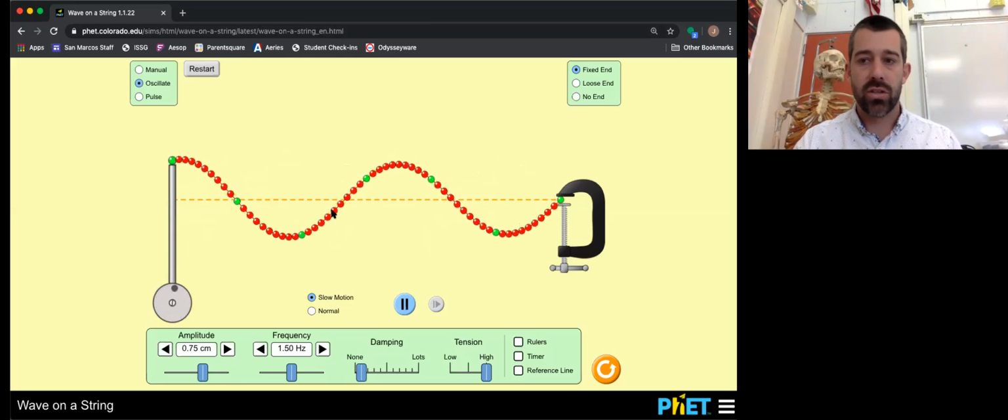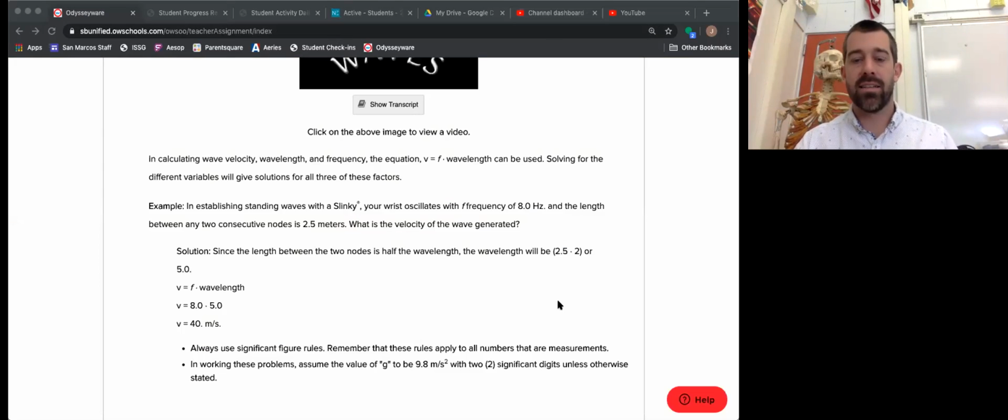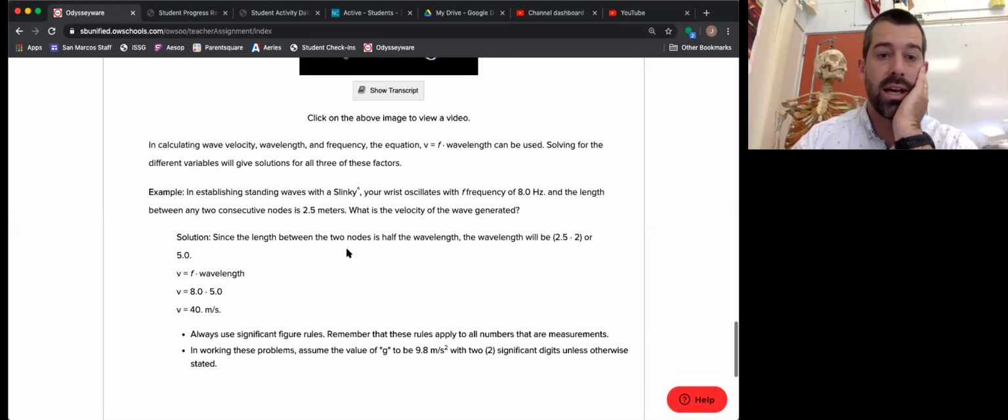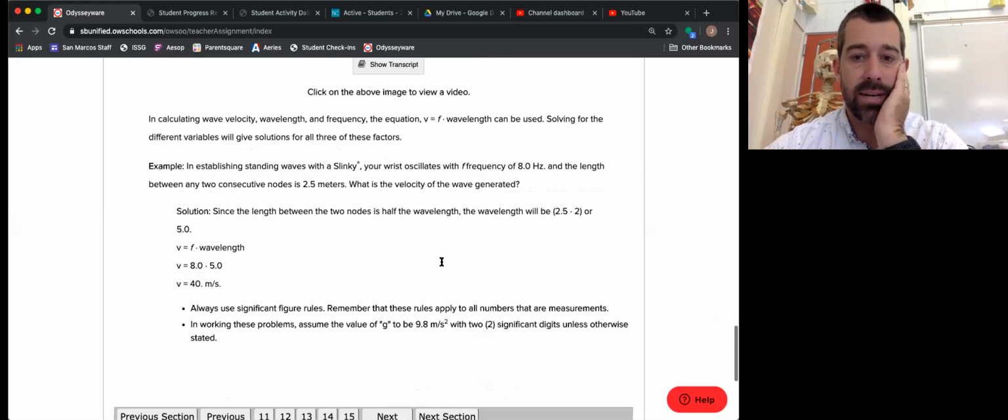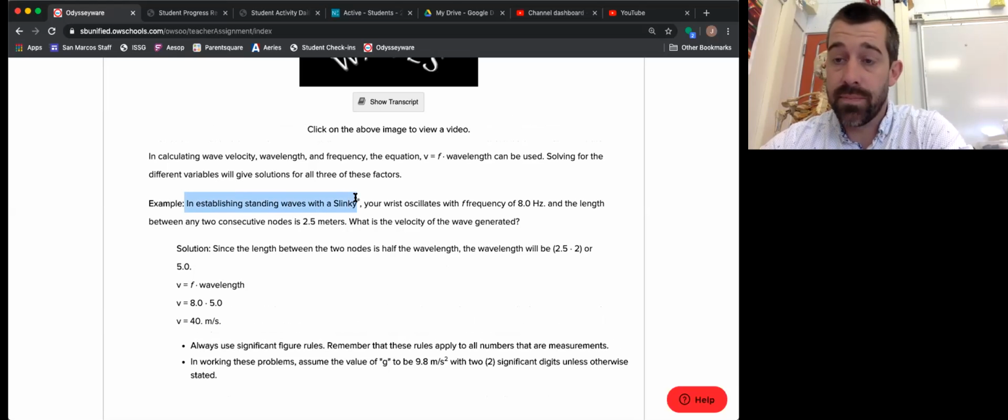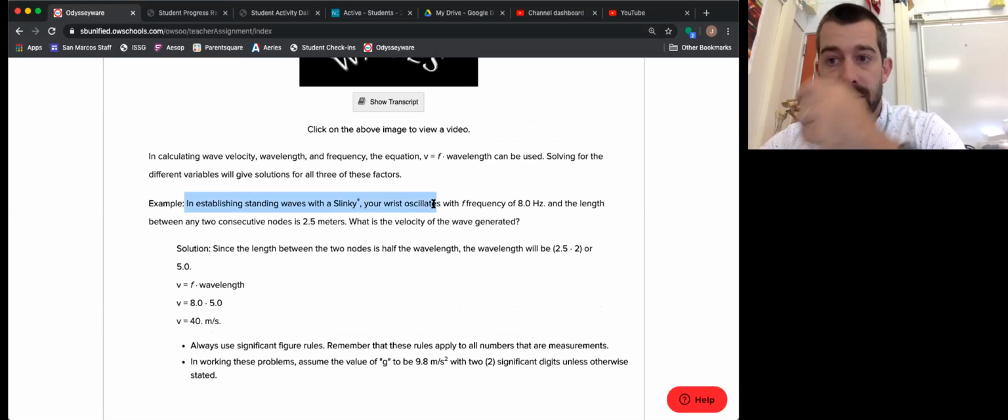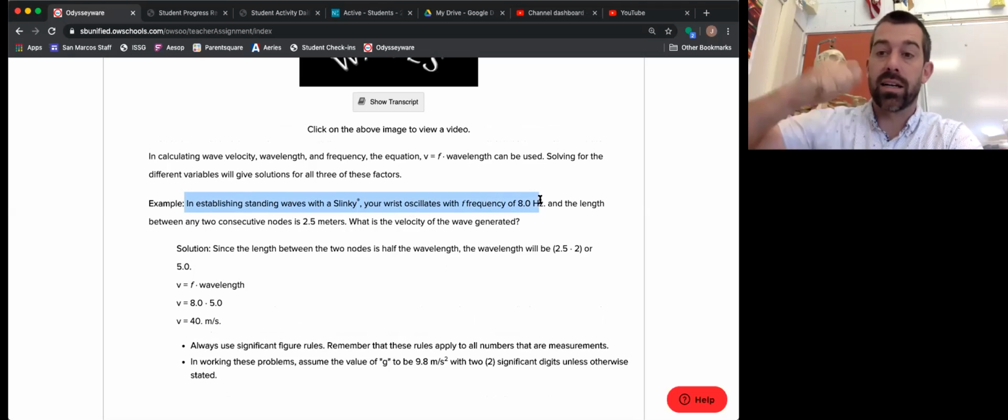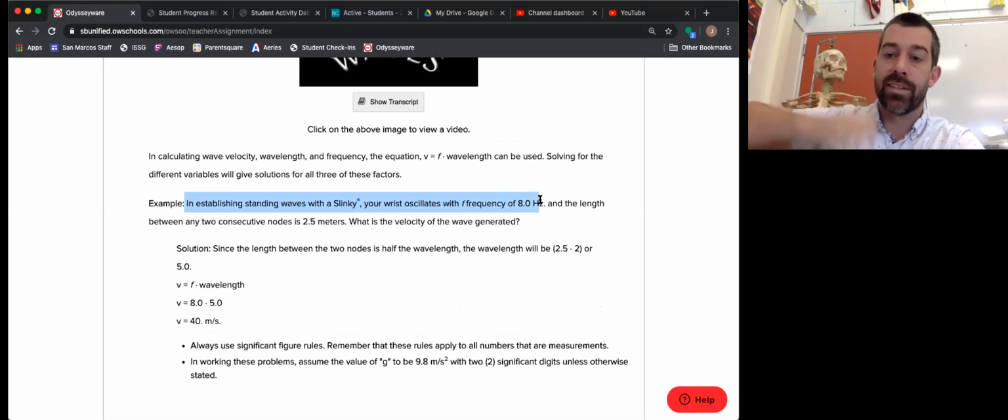All right, and so you're going to be asked a lot of questions about standing waves on your Odysseyware work, and the secret is right here at the bottom. You've got this example question, and it says, in establishing standing waves with a slinky, your wrist oscillates, moves, with a frequency of 8 hertz. You're making 8 waves a second.